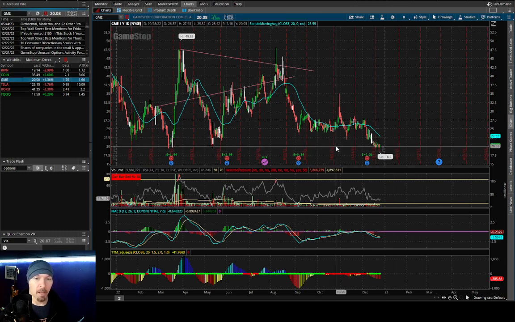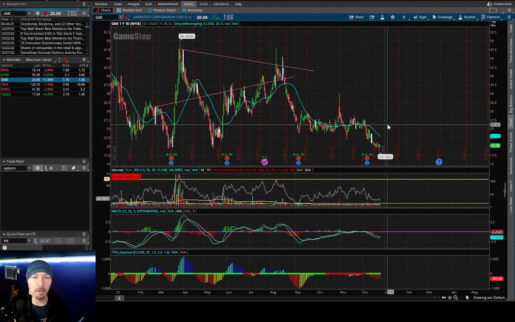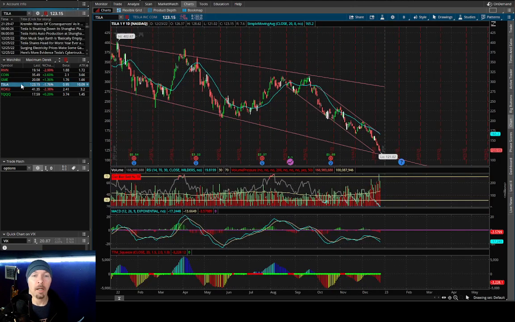GameStop coming in. They're at a level here. It looks like they had some people step up to buy as soon as we breach this level here. So we could see a bounce. There's nothing that really says we couldn't, but I don't love playing the meme stock, so we're going to keep on going. Tesla has just been in an absolute skid.